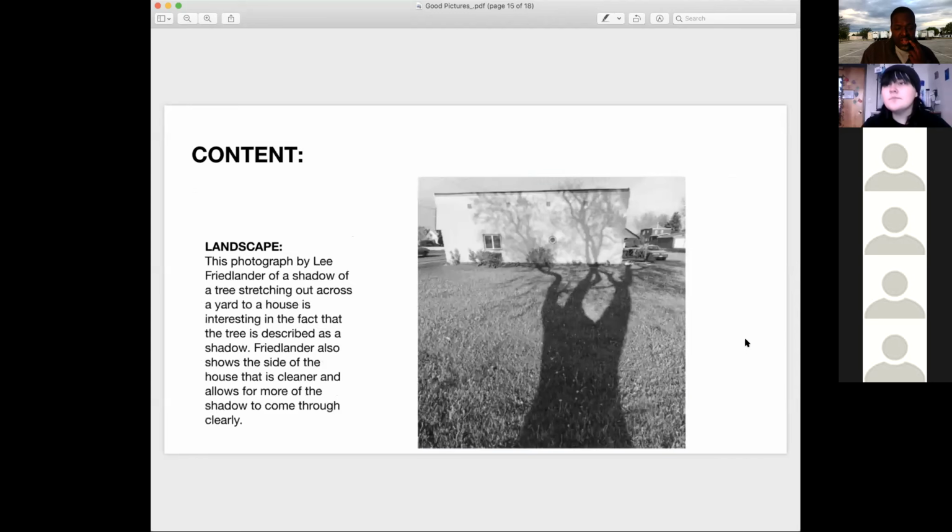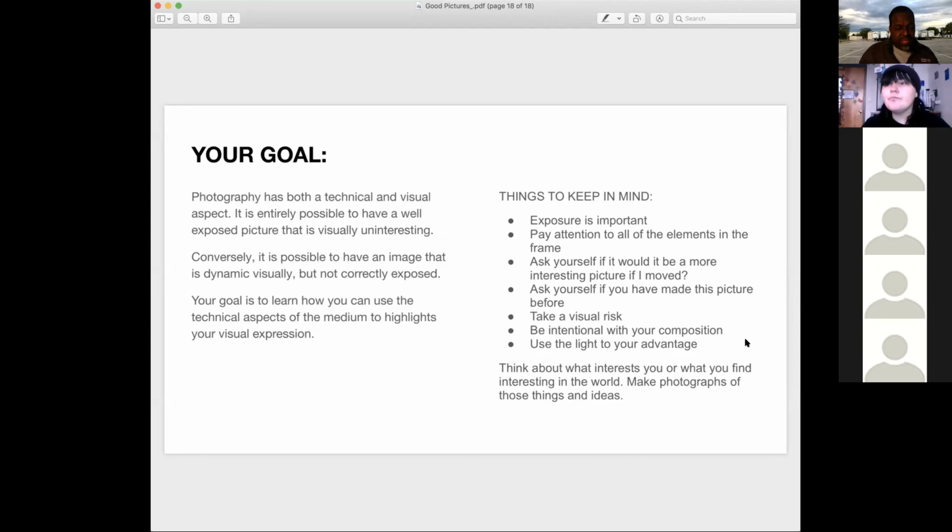All right, so that's what we're going to look at. That's all we were going to look at when we talked about the homework and continuing to take pictures. Now we're going to start thinking about the history of photography, the boring stuff.